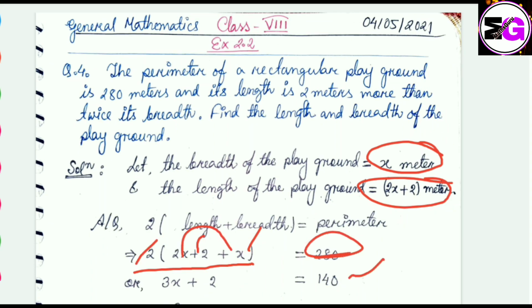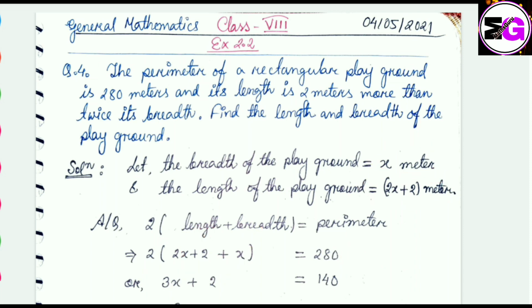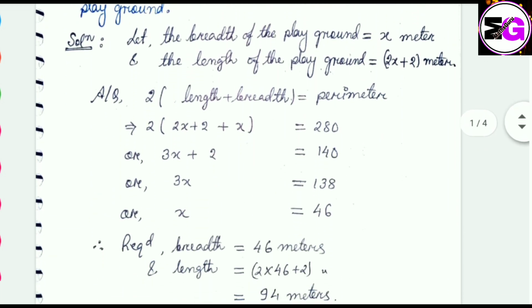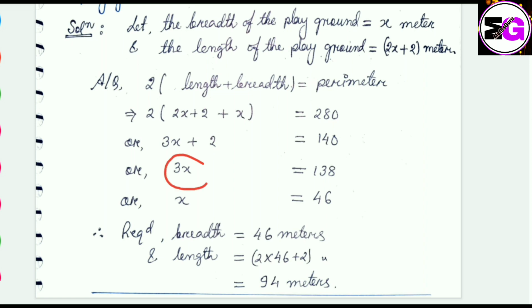Okay, twice x plus x is thrice x, and this 2, that is thrice x plus 2 equals 140. Okay, or thrice x equals 138. 140 minus 2 is 138, or x equals 46.